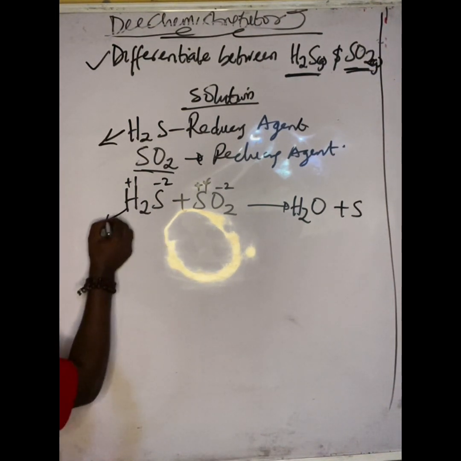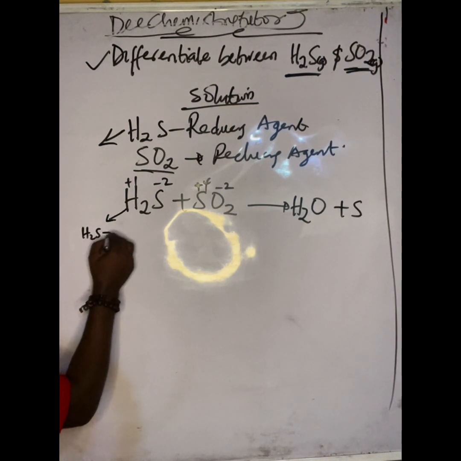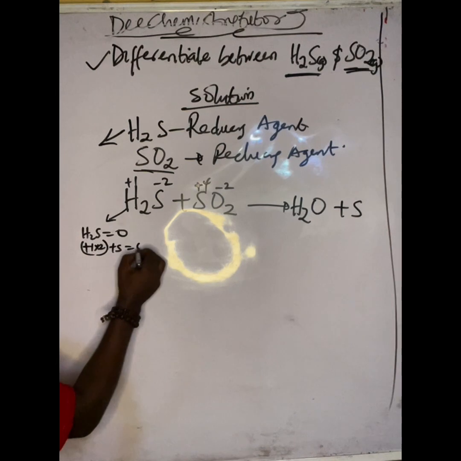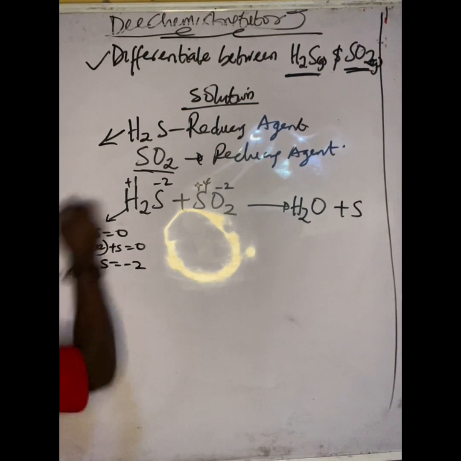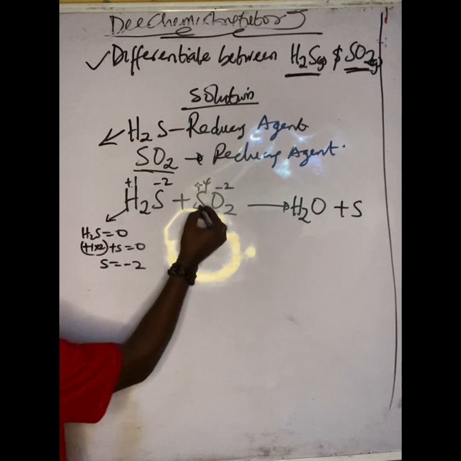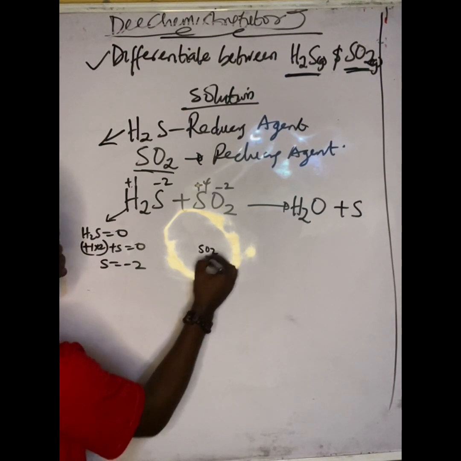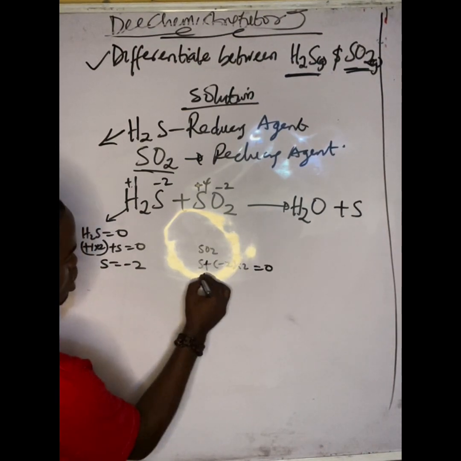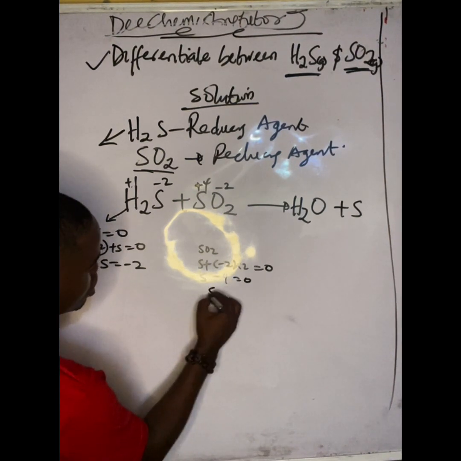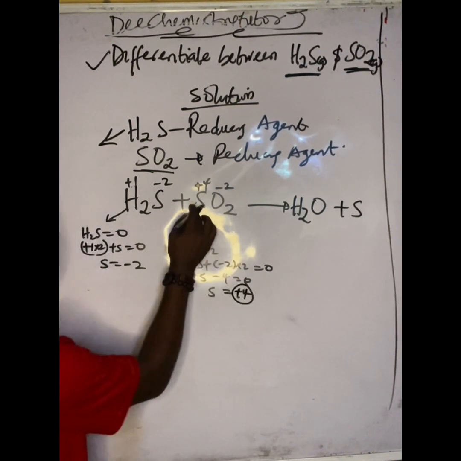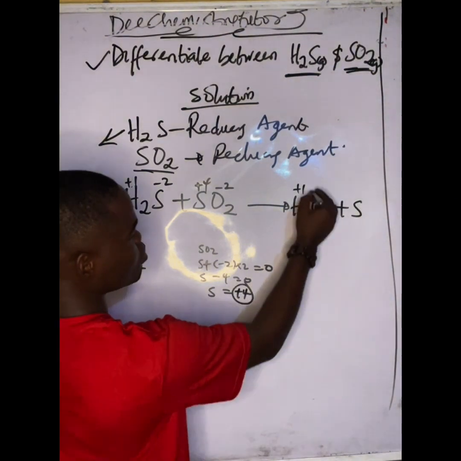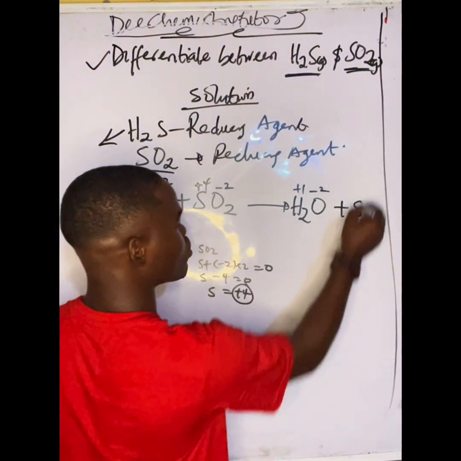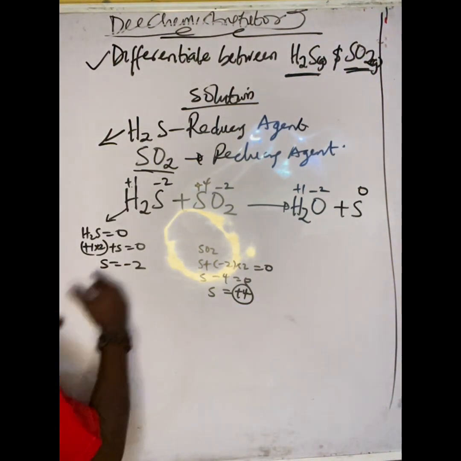So to get this, H2S equals 0, abi? So plus 1 times 2 plus x equals 0. So S is what? Minus 2. That's why this is minus 2. This is plus 1. This one, same thing. SO2, that's x plus minus 2 times 2 equals 0. Then x minus 4 equals 0. Then x equals plus 4. That's how I got this. Same thing. This is plus 1. This is minus 2. And oxidation state of a free element is what? 0.